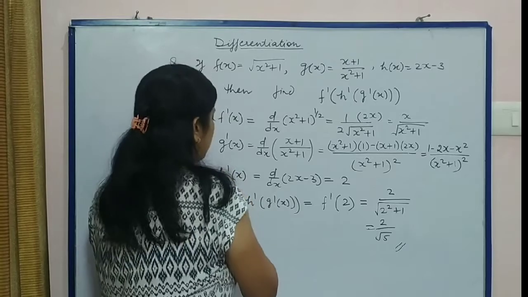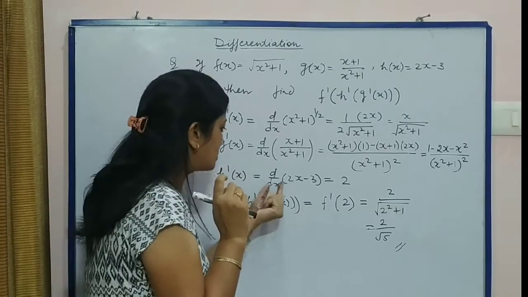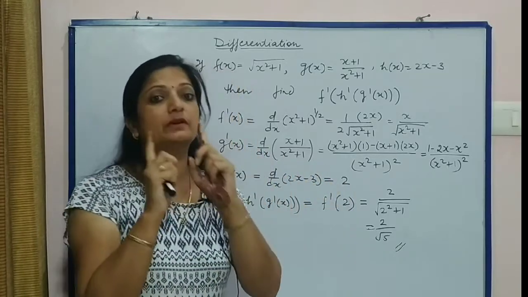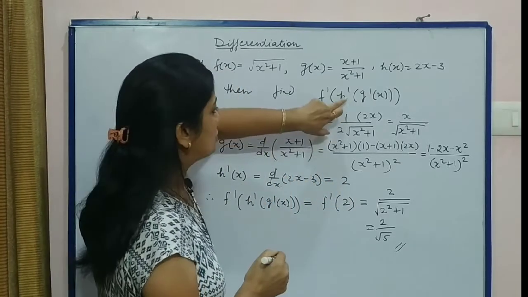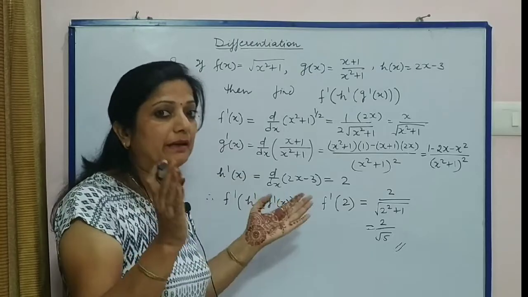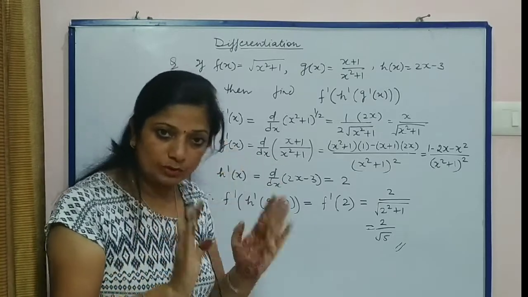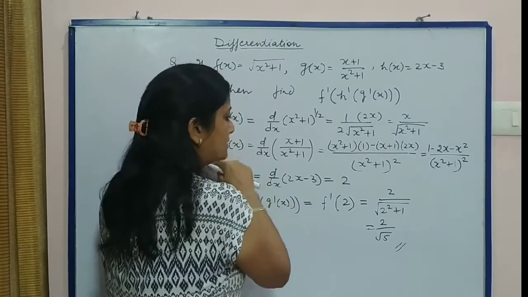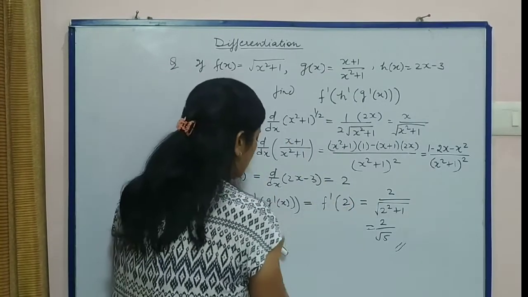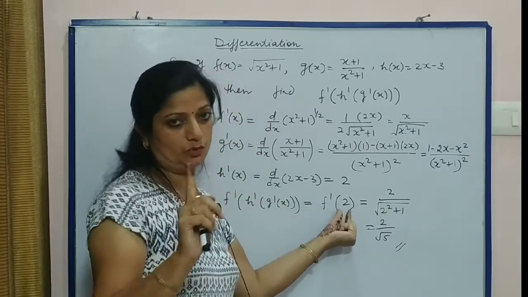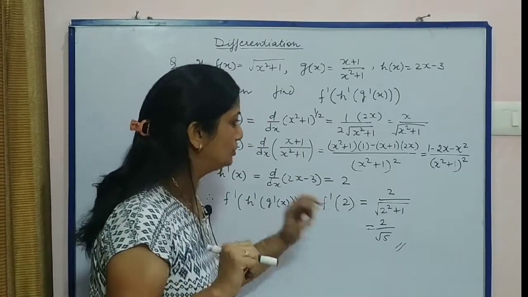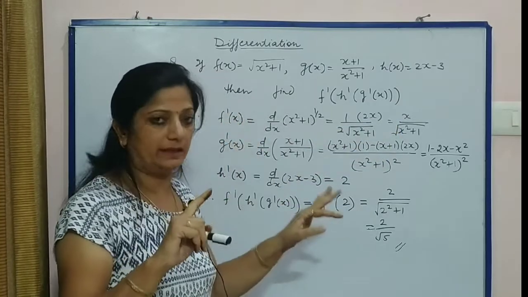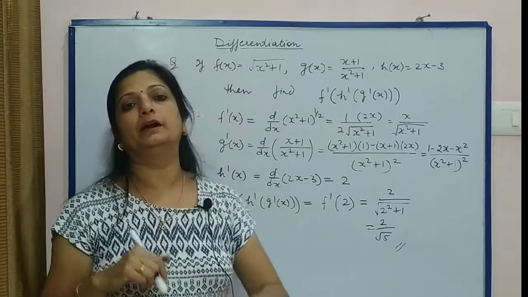Now when we find h'(x), d/dx of 2x-3, this term becomes 2 and this is a constant. So h'(x) does not depend on x. This is a constant. When we replace this x by g'(x), again we have a constant, so this complete factor becomes 2. Right? Now f'(2). We substitute 2 in place of x in f'(x), and this becomes 2/√5.